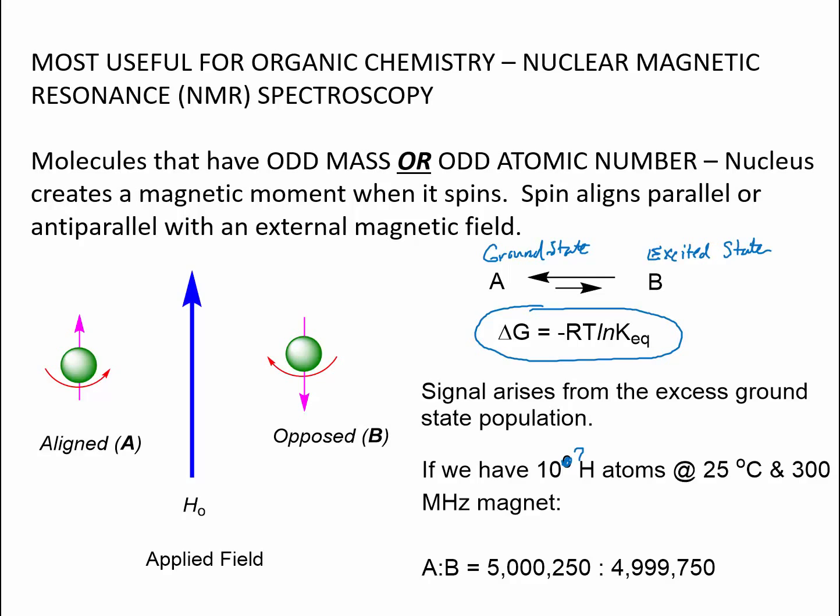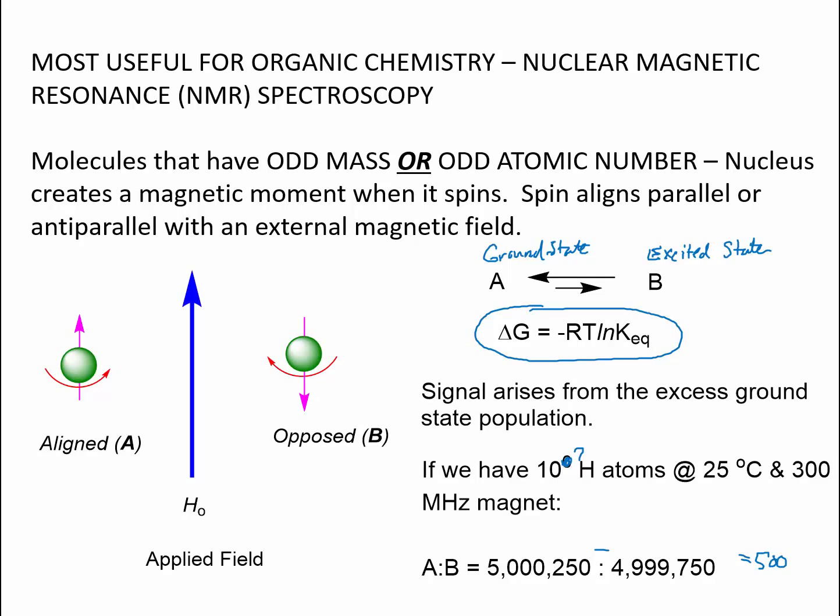We're only looking at the excess ground state population. If we subtract these numbers, it comes out to be 500. So we're looking at a very small percentage of the molecule. So NMR is the hardest, produces the weakest signals of all the spectral methods. So there's a lot more sophistication in the instrumentation for an NMR spectrometer.